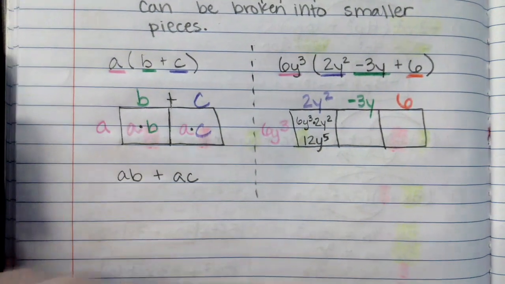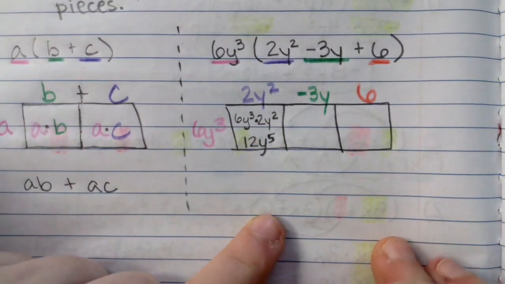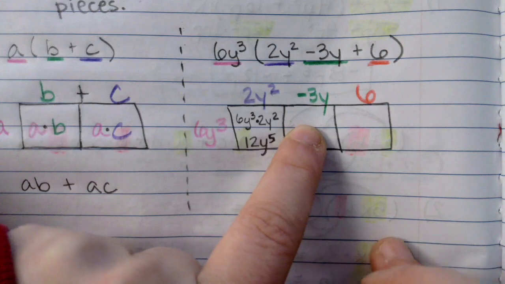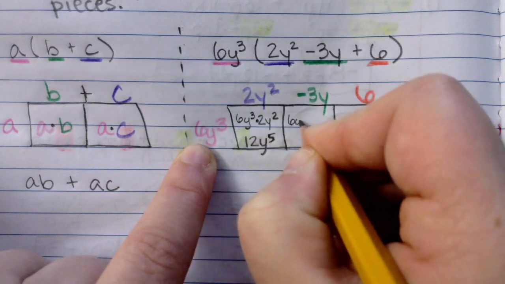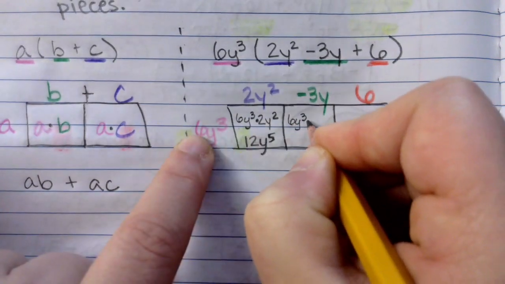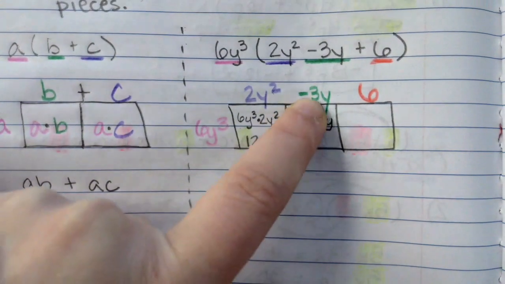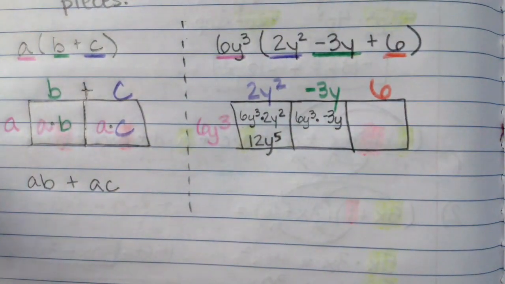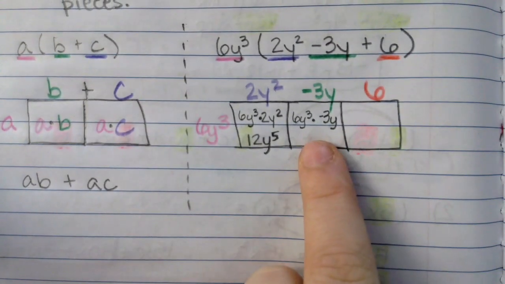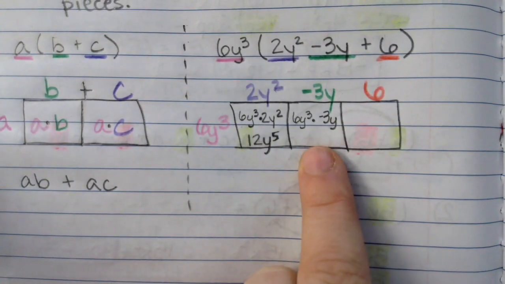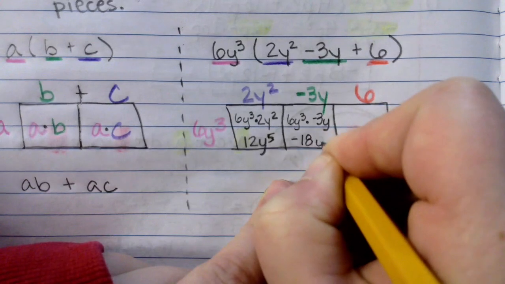So now in this next box, what am I going to be multiplying? Six y to the third, because that's in front. Good, times negative 3y, the part above it. So 6 times negative 3, negative 18, good. And how many y's total do I have in that box? I have 3 y's here and another y, so 4.